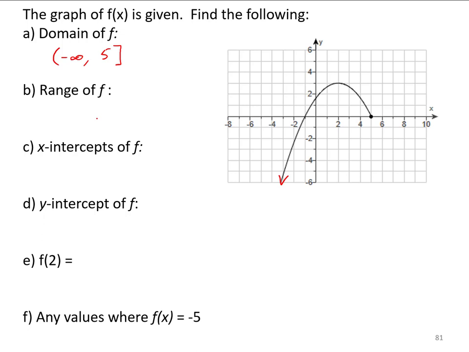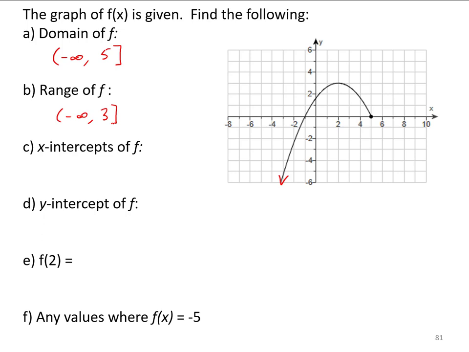Now part B asks for the range of f. The range is the set of all y values. So we want to take note that this function is falling to the left, it's decreasing to the left, and that it has a maximum at the point 2, 3. So the y values that this attains is going to be this interval, parentheses minus infinity, comma 3 bracket. Because 3 is the highest point, and it is included because there's not an open dot.